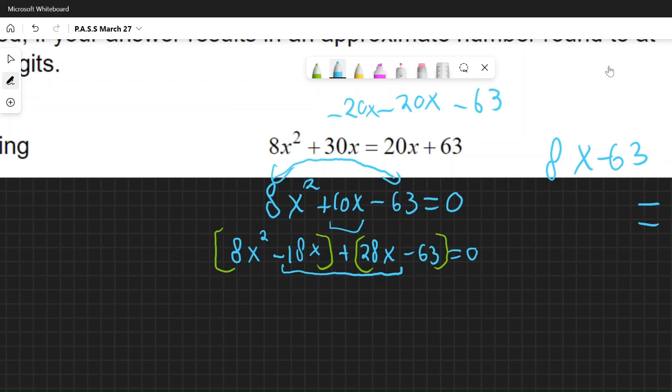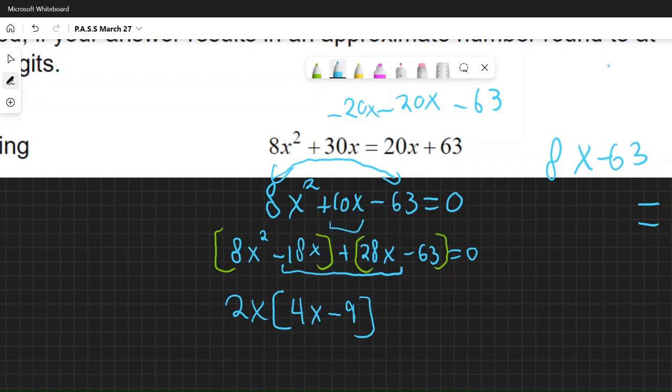So for 8x squared and 18x, it would be 4x. And then 8x squared divided by 4x would be 2x. My mistake. Greatest common factor would be 2x. Sorry, my brain just malfunctioned there. 4x, and then negative 18x divided by 2x would be minus 9.